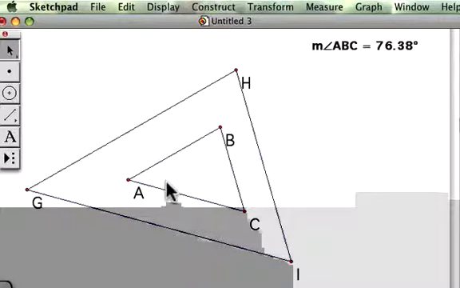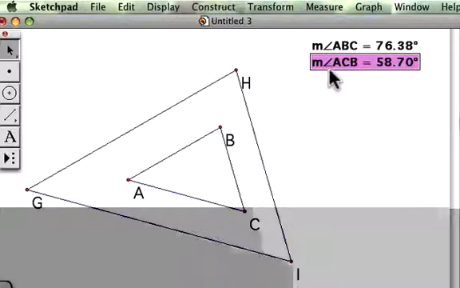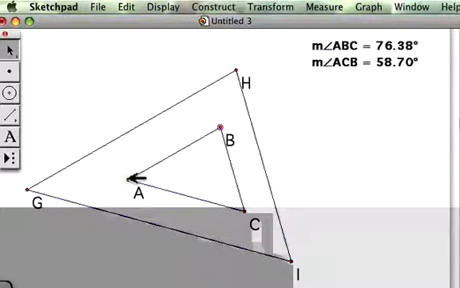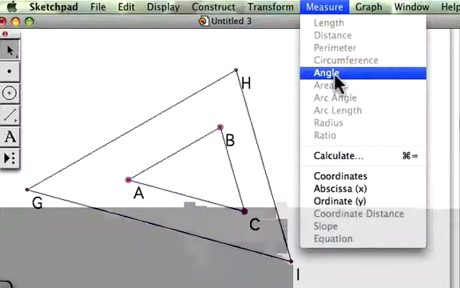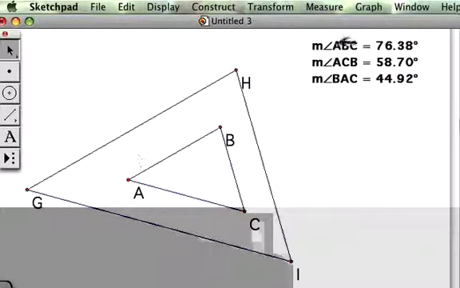We're going to measure, first of all, angle ABC. Then we're going to measure angle ACB. And then we're going to measure angle BAC. So now we have measured all three interior angles of triangle ABC. And if you add these up, you'd get 180 degrees.